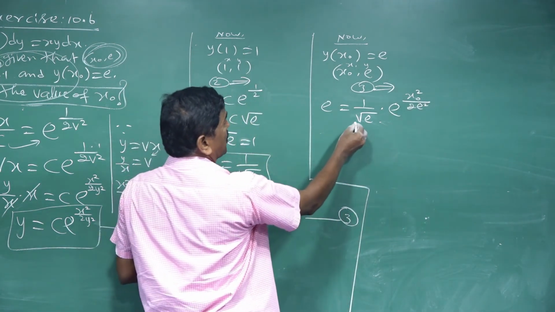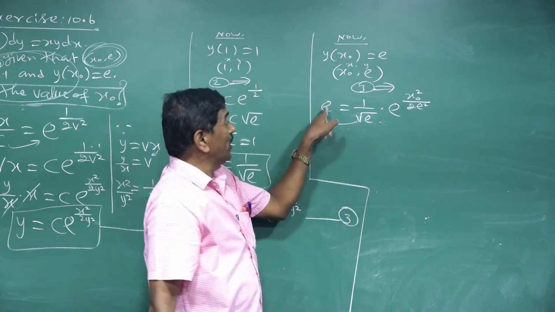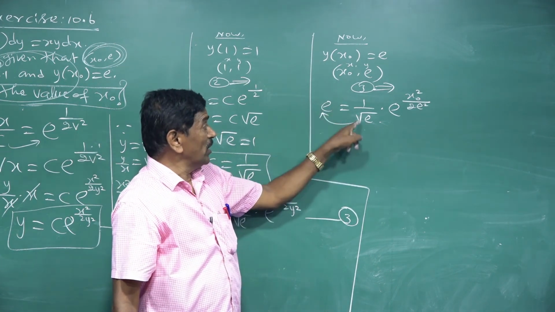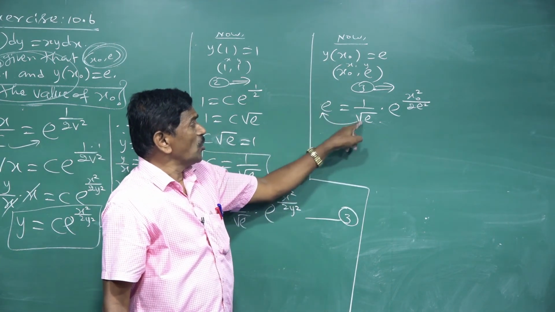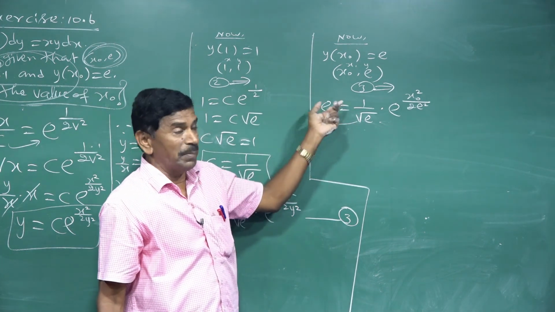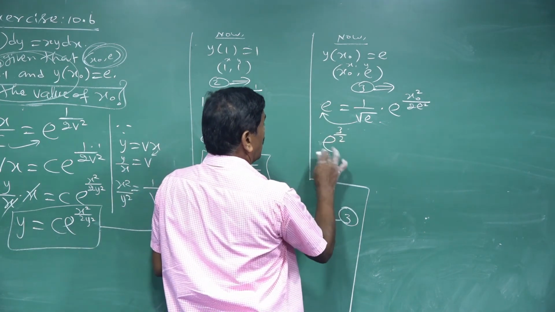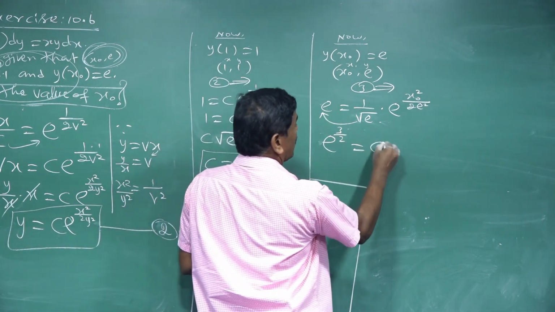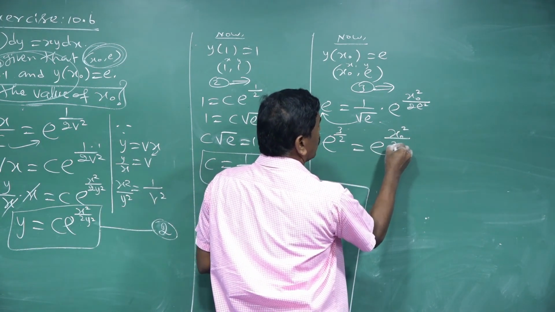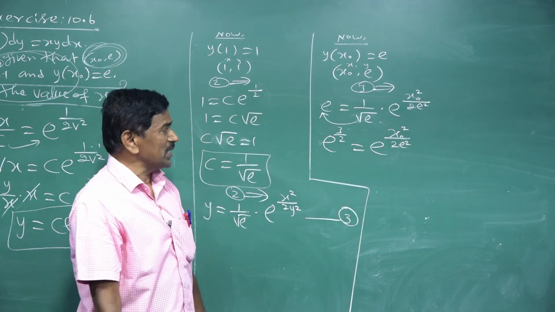Now the next step is very simple. This root e comes to the left side and becomes multiply. So already we have e power 1, and its power is 1 by 2. So e power 1 into e power 1 by 2. The bases are equal, so the powers are added. Therefore e power 3 by 2. One can write it directly: e power 3 by 2 is equal to e power x0 square divided by 2e square. Up to this it is correct.